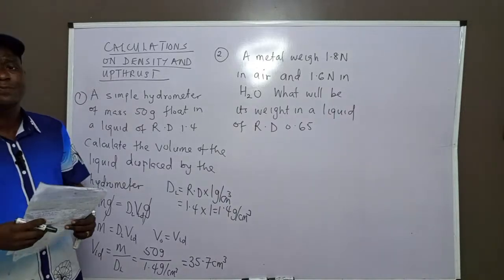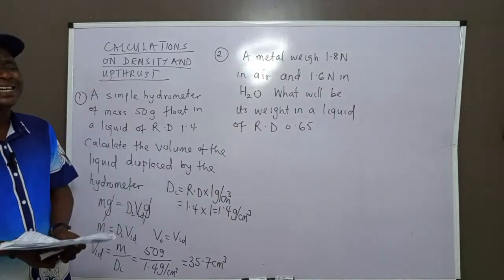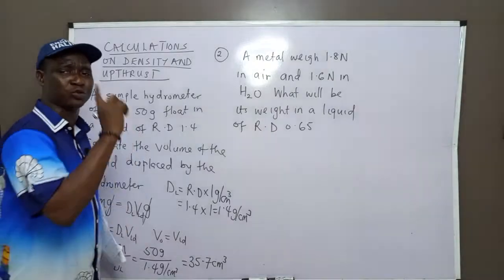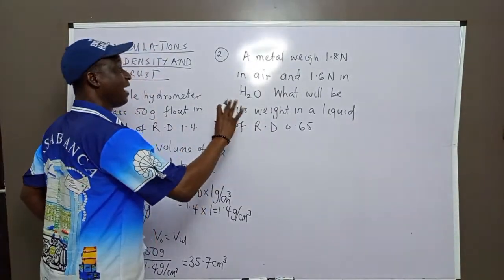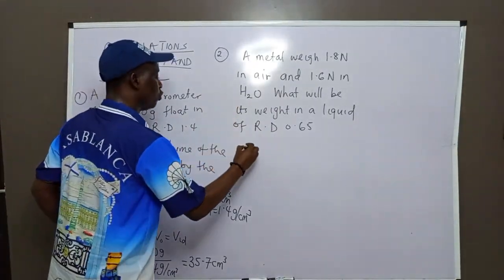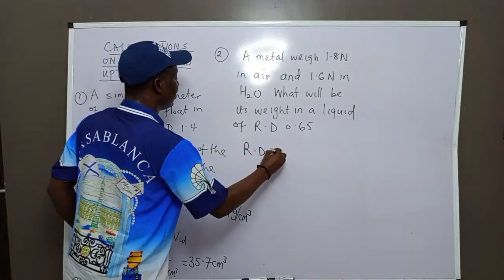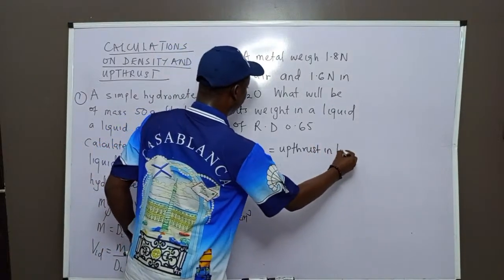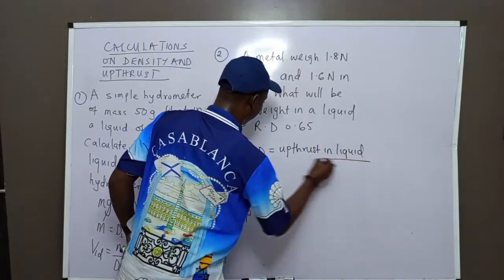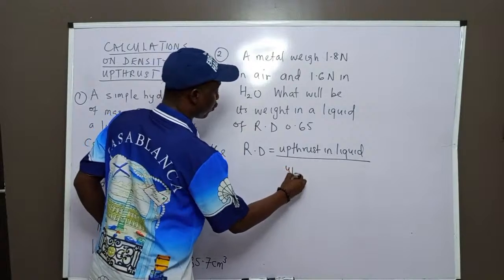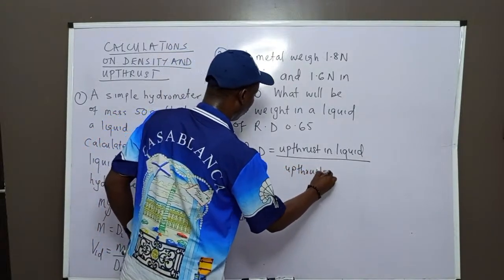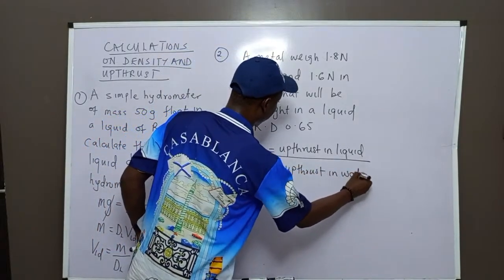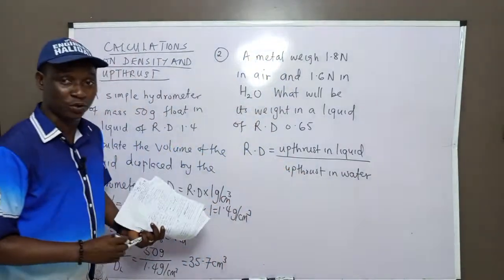Now please pardon me to tell you this. In our last class, I failed to tell you, that's why I even accommodate this question, to tell you that relative density is equal to upthrust in liquid over upthrust in water. It escaped me, but thank God for this class. Please just pardon me for this. I think that is the only thing I did not give you.